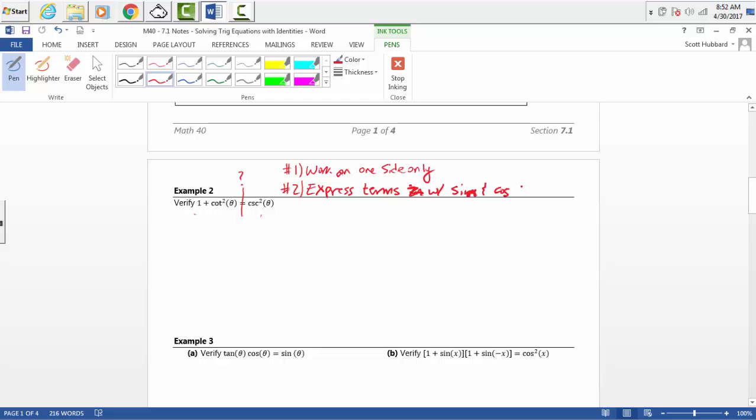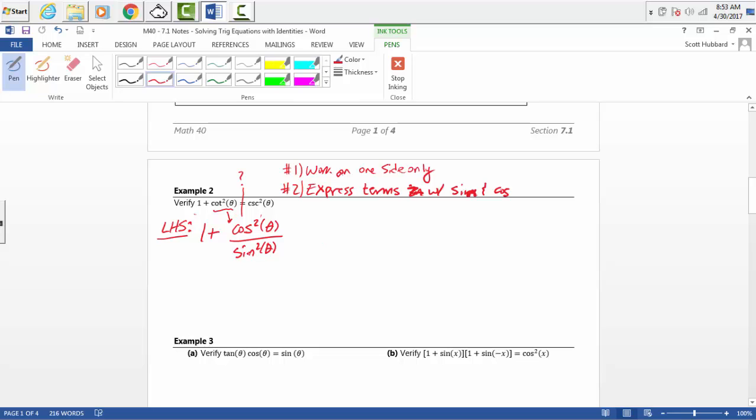Okay, so let's take a look at that now. Let's work on the left side. So I'll start on the left hand side. LHS is just an abbreviation for left hand side. What I see here is I can work on this cotangent. If I rewrite cotangent as cosine over sine, that would be cosine squared theta over sine squared theta. Again, I'm only going to work on the left hand side. Are you okay with what I did right here? All I did was rewrite cotangent as cosine over sine, because that's what cotangent is.